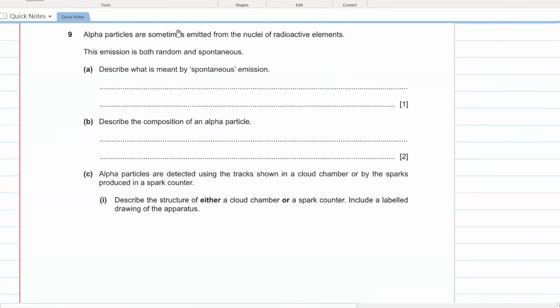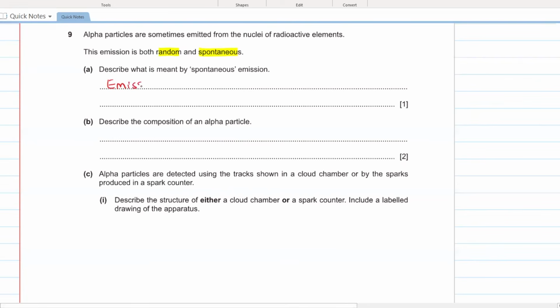Alpha particles are sometimes emitted from the nuclei of radioactive elements. This emission is both random and spontaneous. State what is meant by spontaneous. Yes, state what is meant by spontaneous. The process of radioactivity is not affected by external environment or external conditions. You can say that.